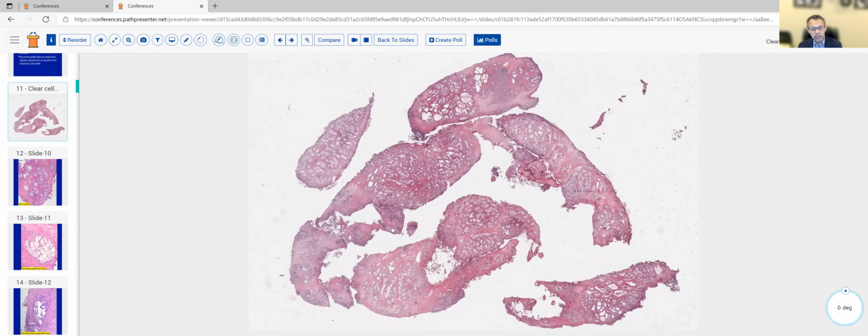So that brings us to our digital slide 1. Understanding the clinical presentation is very important for this particular case. As you can see here, this is a transurethral resection of the prostate. So knowing the type of specimen is a very helpful clue. The patient presented with urinary obstruction. So again, that's also an important clinical presentation.